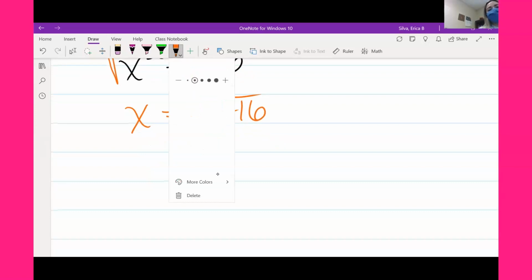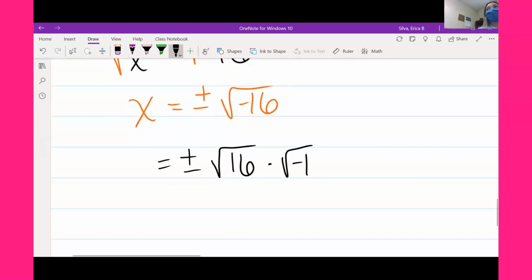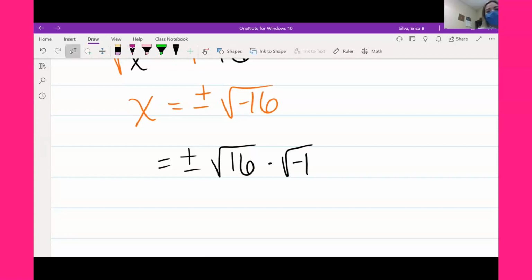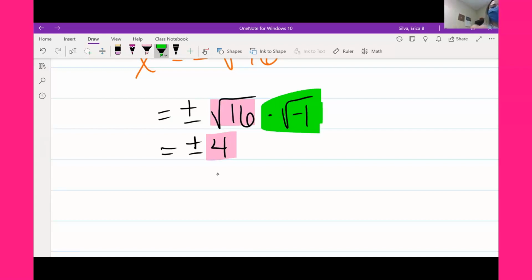And then we want to factor out that -1. Plus or minus, I'm going to start writing that -1 at the end. So I'm going to say square root of 16 times the square root of -1. That way it's already in the order for us, right? All right. So what is the square root of 16? 4. So we're going to do plus and minus 4. That's what this one is. And then square root of -1 is i.